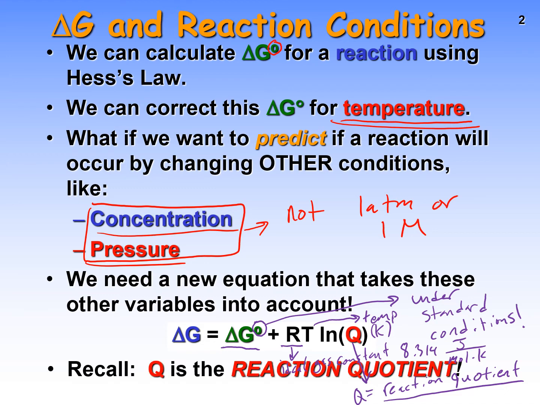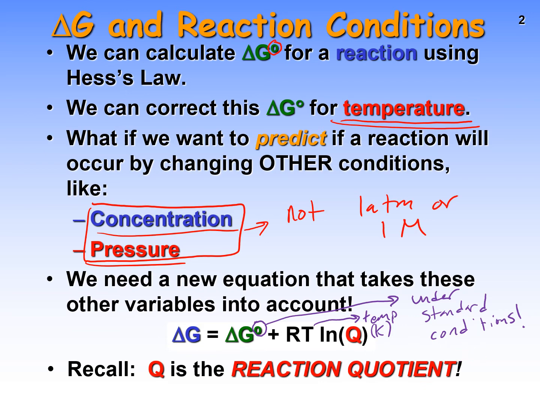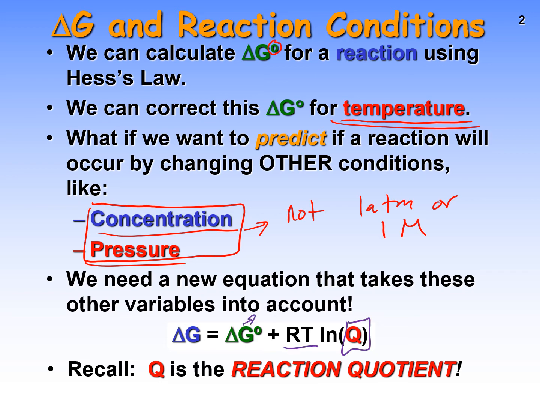Again, just like I said a second ago, Q is the reaction quotient. So we can actually see all that. All right, so this equation we need to be able to use. And in order to use it, we need to be able to calculate Q, and we need to have this value here. These two usually we're given.